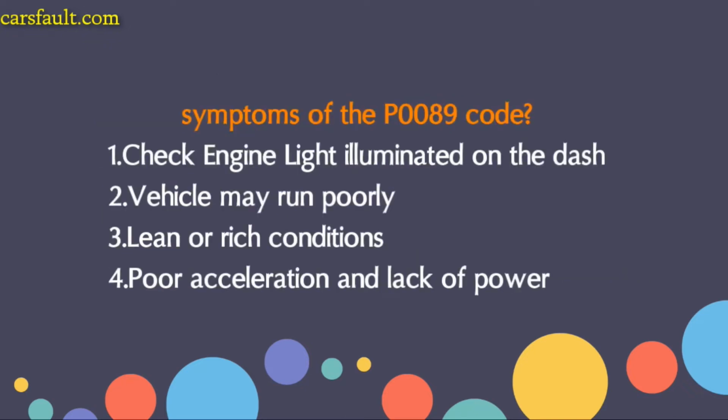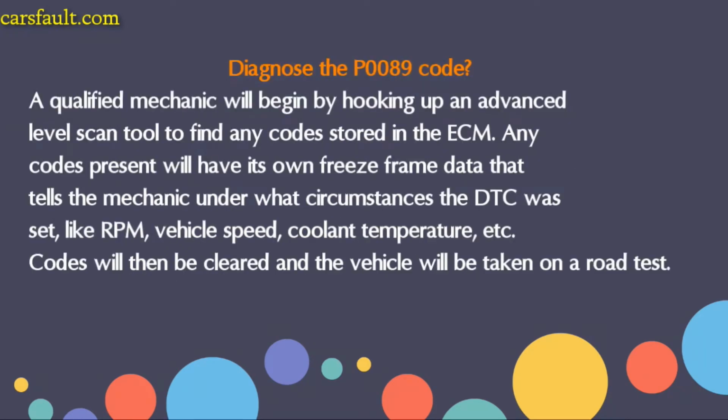Symptoms of this code: the first symptom is the check engine light illuminated on the dashboard, the second is the vehicle may run poorly, the third is a lean or rich condition, and the last is poor acceleration or lack of power. So let's diagnose this code.